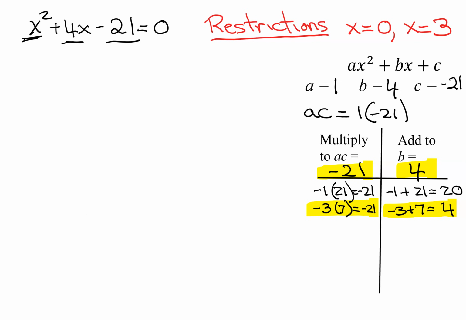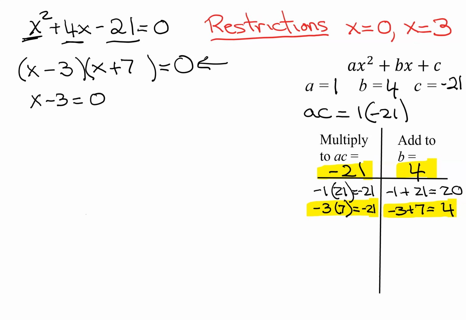And since A was equal to 1, I don't have to factor by grouping. Those two numbers that I have are my factors. So I have x minus 3 times x plus 7. So it's factored. I have 0 on the right-hand side. Next step, set each factor equal to 0. And let's solve each of those. So I get x equals 3, and subtract 7 from both sides.